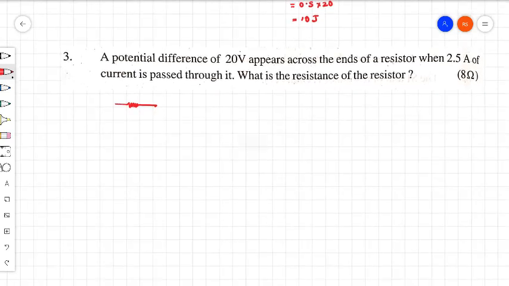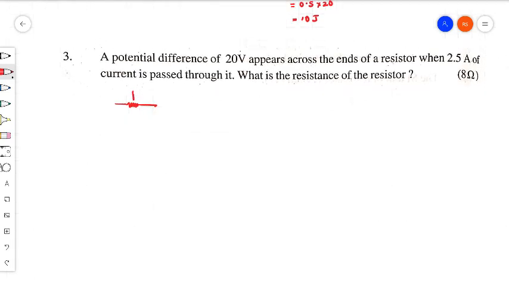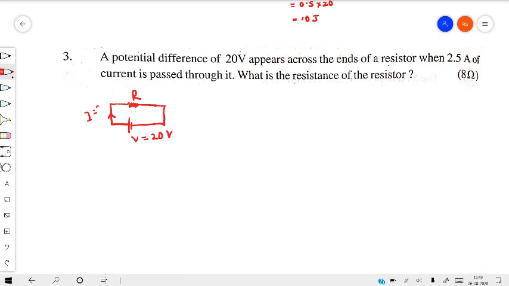Resistance R is connected across a battery of potential difference 20 volt. Here the current is 2.5 ampere. So 2.5 ampere current flows through a resistance R when connected across a battery of 20 volt.